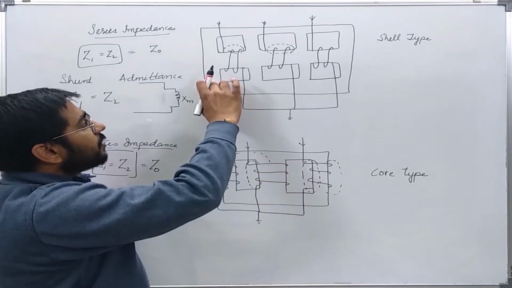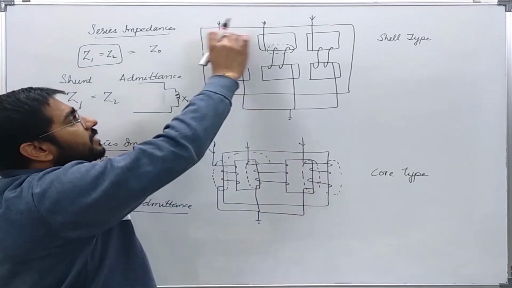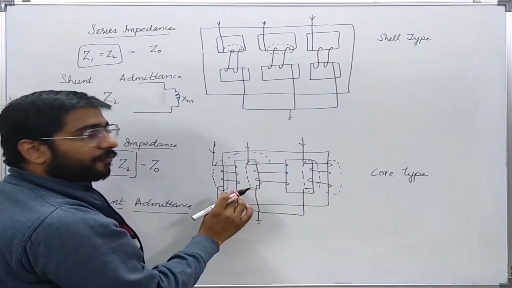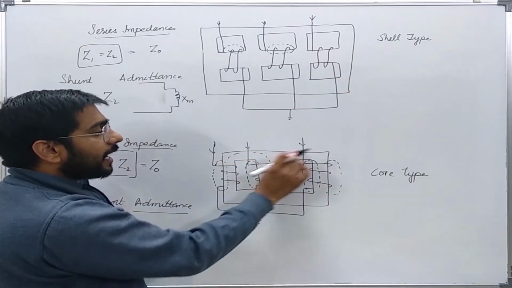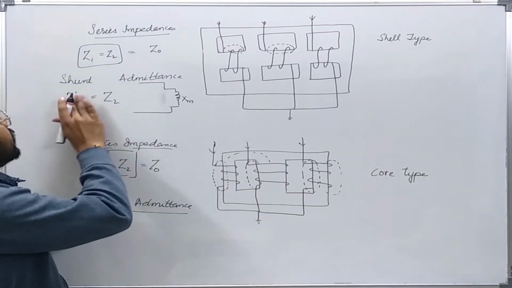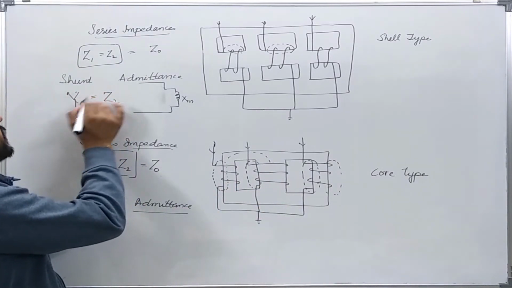In the shell type, the positive sequence flux will have the same path as that of negative sequence. Similarly, in a core type, the flux path for the positive and the negative sequence flux will be the same. So the admittance, I will write Y to show admittance.